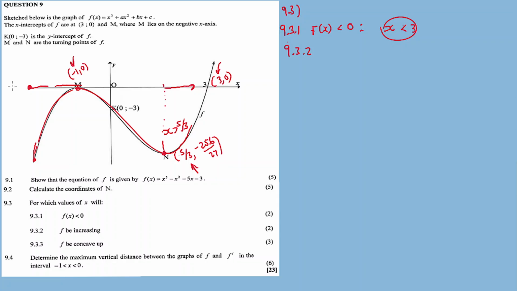But if x is less than -1, meaning to the left of -1, my graph is increasing. So the solution here is x less than -1 or x greater than 5/3.